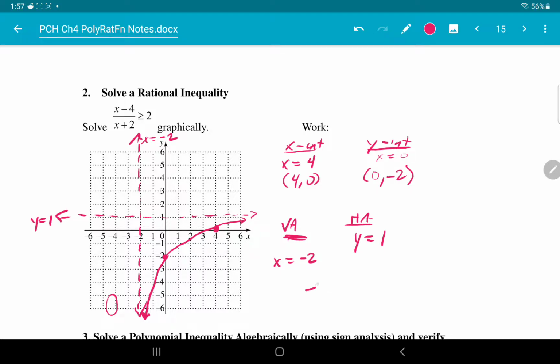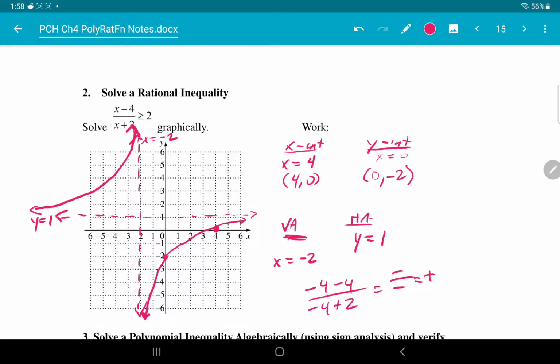If I test negative 4, I have negative 4 minus 4 over negative 4 plus 2. That'll give us a negative over a negative, so that'll give us a positive value. So I know that this area will not have any negative numbers, and therefore my graph is actually going to be in this upper left-hand corner, just like this.